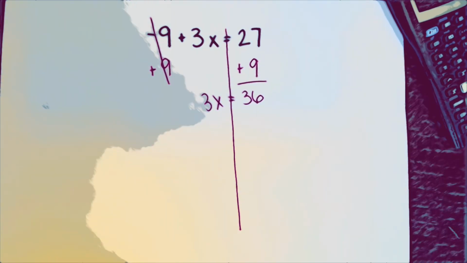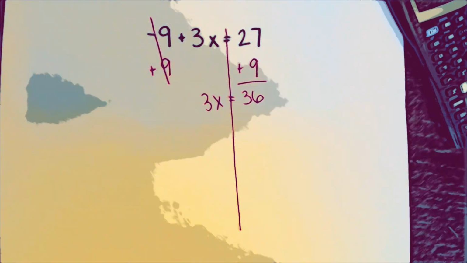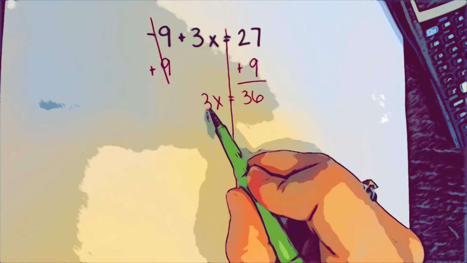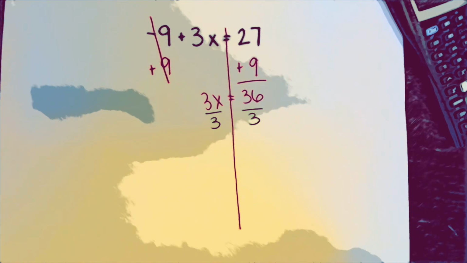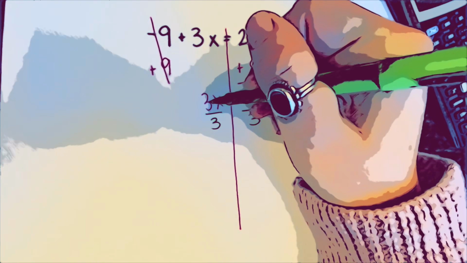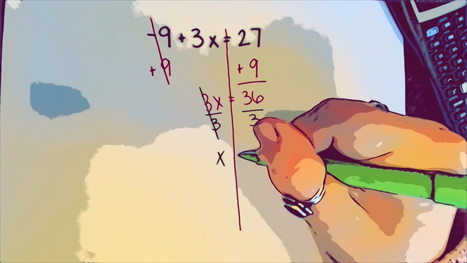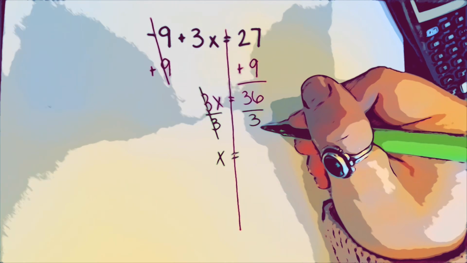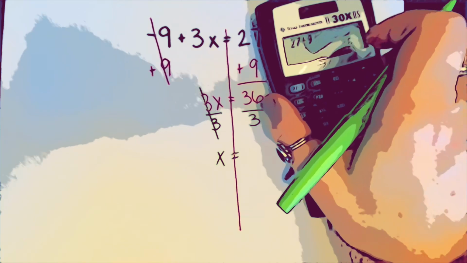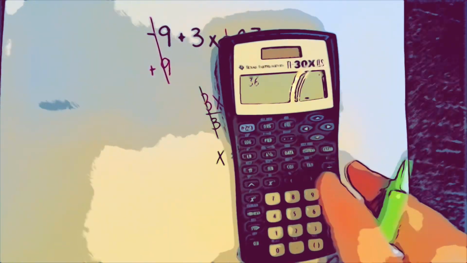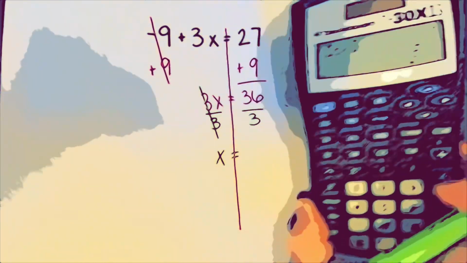So we now have x being multiplied by 3. We need to get x alone. The opposite of multiplying by 3 would be to divide by 3. We need to divide both sides by 3. X times 3 divided by 3 cancels the 3 out, leaves us alone with x equals 36 divided by 3, which equals 12.